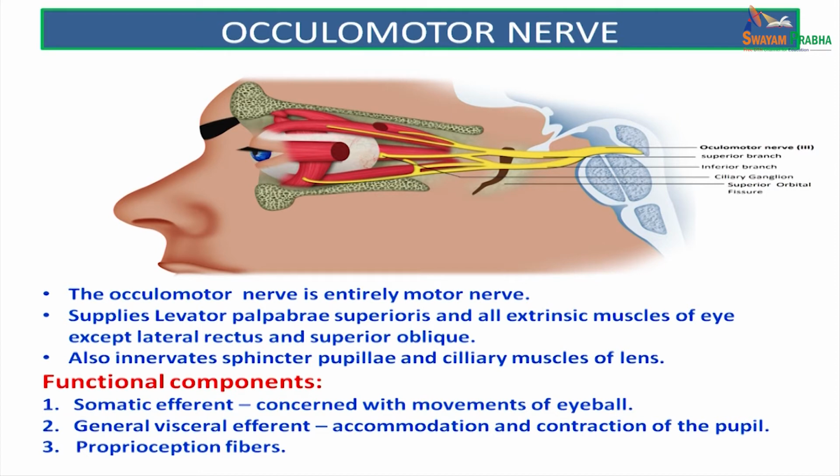The somatic efferent column is in line with the trochlear nerve, the abducens nerve and the 12th cranial nerve also. It also carries general visceral efferent fibers, which are responsible for accommodation and the contraction of the pupil via the parasympathetic fibers. The proprioception fibers from the extraocular muscles are carried along by this oculomotor nerve, in turn relaying into the ophthalmic nerve and then into the mesencephalic nucleus of the trigeminal nerve.